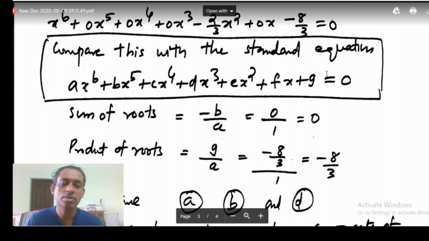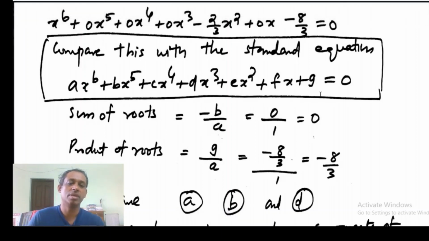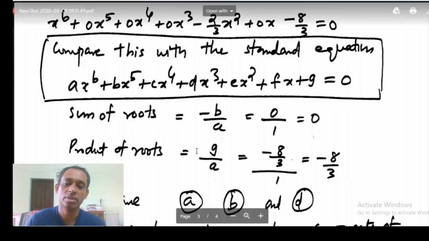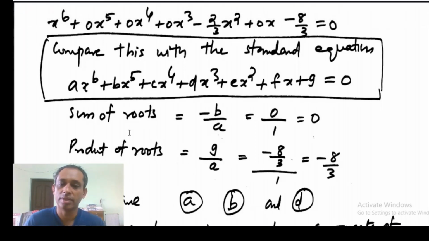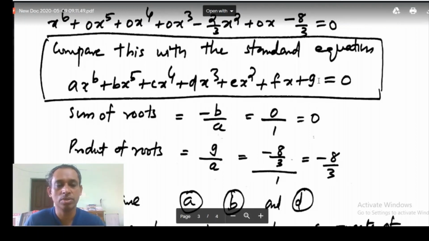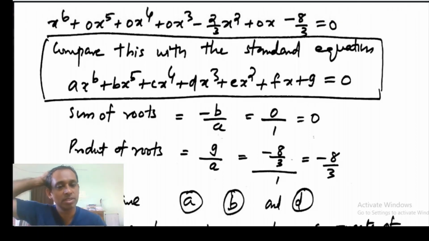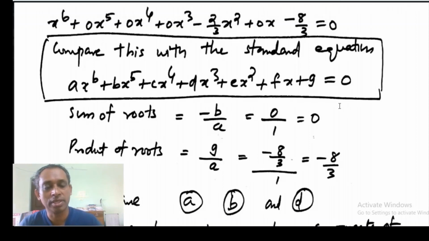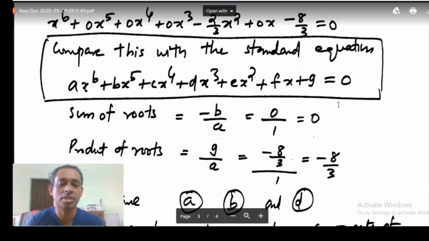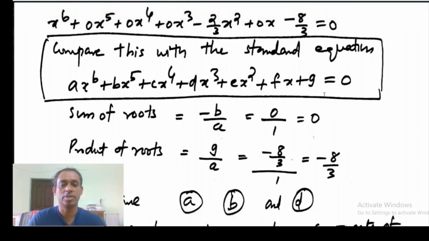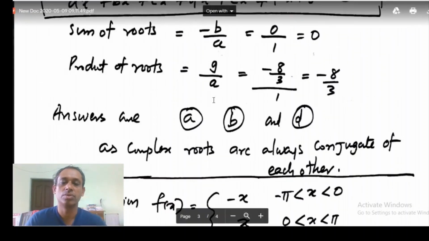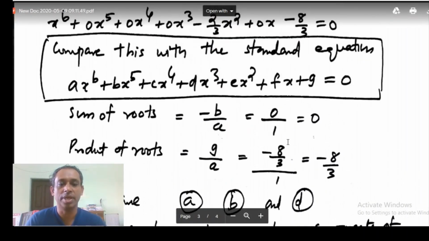The product of the roots is given by g by a. Okay, g is the coefficient of the term x to the power 0. So g by a gives the product of the roots. In a quadratic equation also it will be c by a. C is the term which is the coefficient of x raised to 0. So the product of roots is here given by g by a.